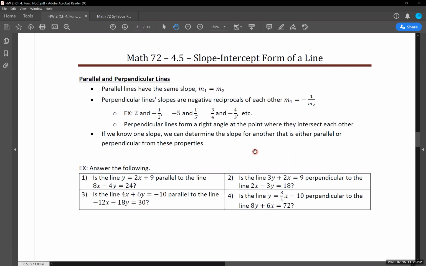So if the first line has a slope of 2, then the next line that I make, if it's parallel, has to have the exact same slope, which means my new line is also going to have a slope of 2. If my first line has a slope of 2, and I'm asked, what is the slope of a line perpendicular to my first line? Well, if my original slope is 2, then this new line with a perpendicular slope has to have a slope of -1/2.